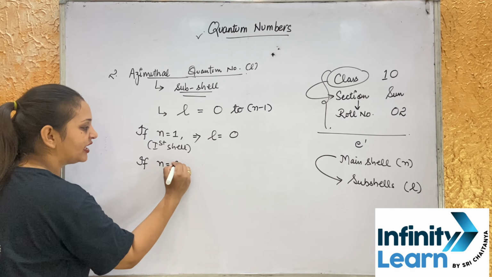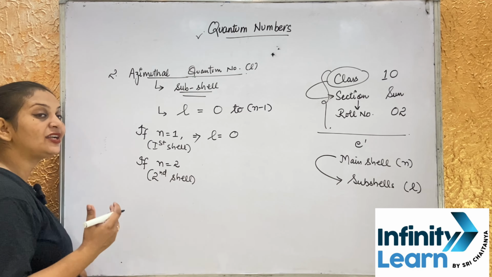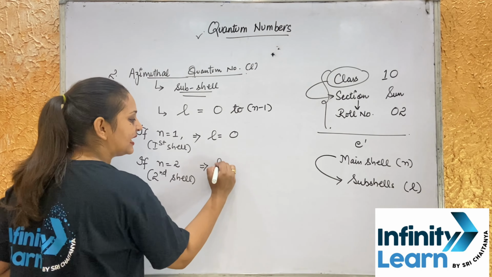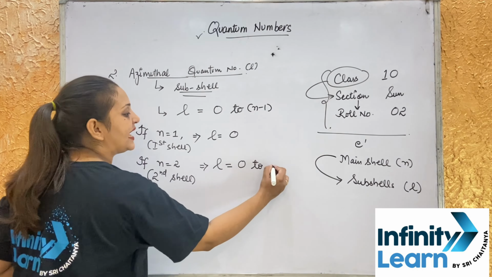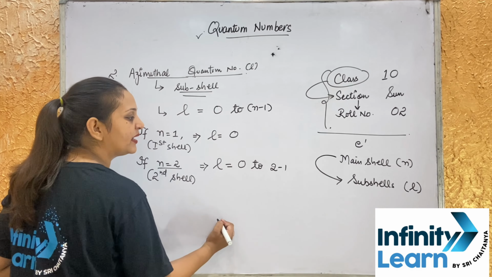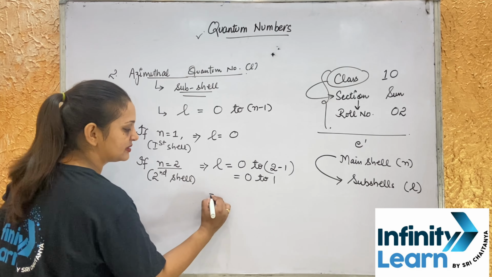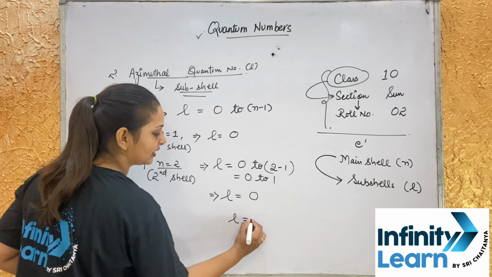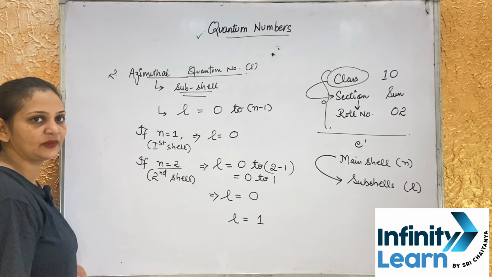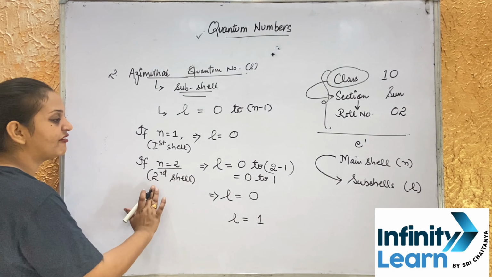If the value of n is 2, which means that we are talking about the second shell, L can again have values from 0 to n minus 1. The value of n here is 2, so n minus 1 is 2 minus 1, which means it will be from 0 to 1. This implies L can have two values: L is equal to 0 or L is equal to 1, because we have two subshells out there.